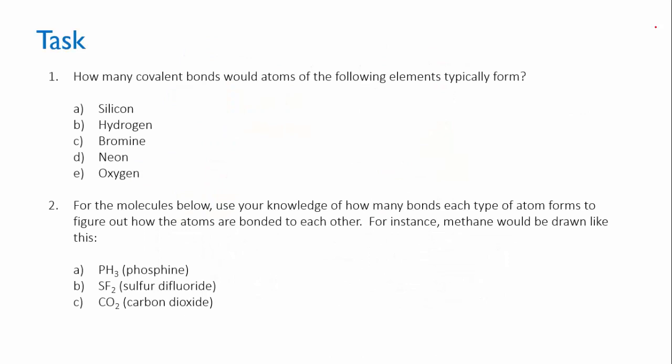For your task for this video, I'd like you to look at these five elements here and determine how many covalent bonds you would expect the atoms to typically form. And then in question two, I'd like you to use your knowledge of how many bonds each of the atom types form, and then use that to figure out what the molecule might look like, how the atoms get joined together with bonds. For instance, we already know that in methane, the carbon is joined by four single bonds, and we can draw that out like this. Do these three molecules in the same style.